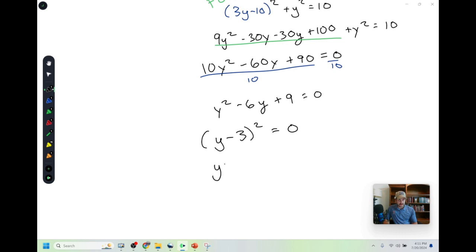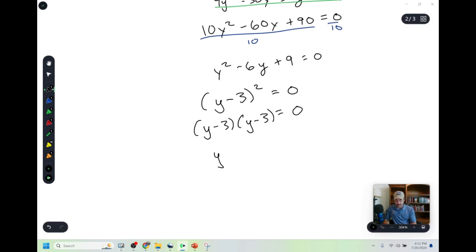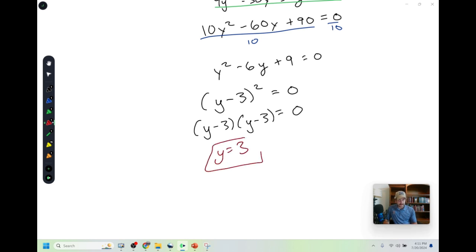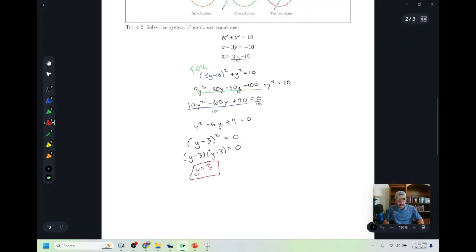Which means that y equals, well, let's do it. Y minus 3 equals 0, which means we got a solution of y equals 3, I'll do it in red, with a multiplicity of 2. Y equals 3. Remember, we don't stop there. We got a y value. We need to solve for the x value, so we're going to plug and chug it back in. I'll plug it into the second one because it's a little easier.